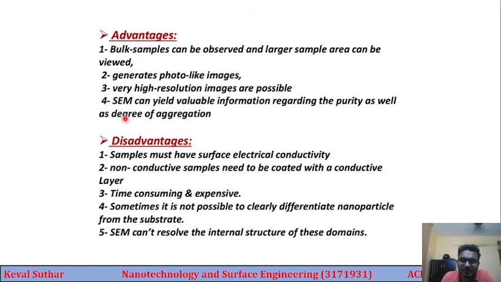Now let's discuss something about the disadvantages also. First, the samples which we need to analyze must have surface electrical conductivity. Otherwise, it doesn't work, because the entire method or basic principle itself is based on the electron beams or electrons. That's why it must be conductive of electricity. Apart from that, non-conductive samples need to be coated with a conductive layer. That is also related to the first disadvantage.